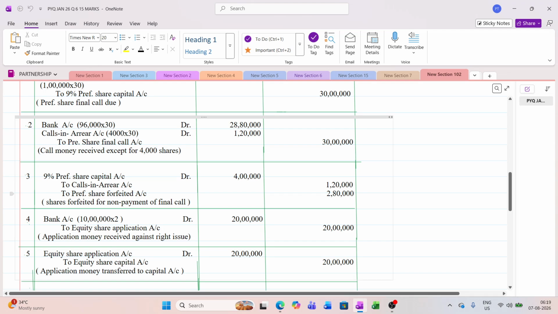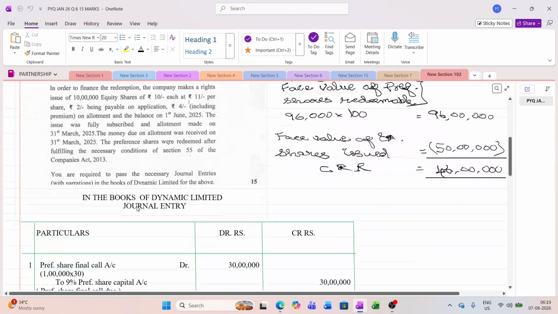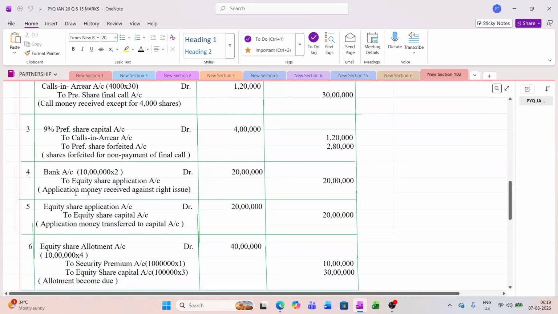This will be transferred to capital reserve at the last. Okay. So bank account, now they are issuing equity shares. They are issuing 10 lakh equity shares, 2 rupees on application. Okay. So 10 lakh equity shares, bank account debit, to equity share application account 20 lakh. This application money is transferred to equity share capital account.